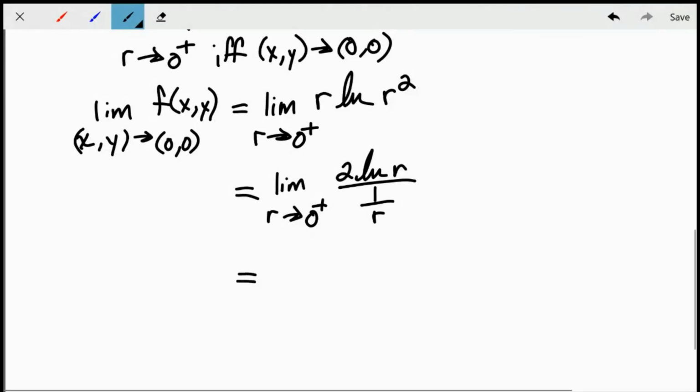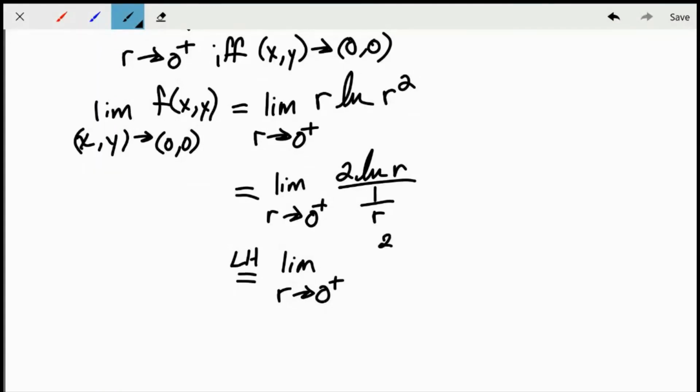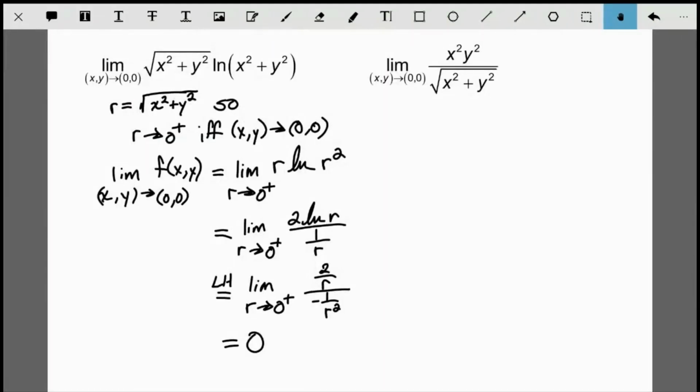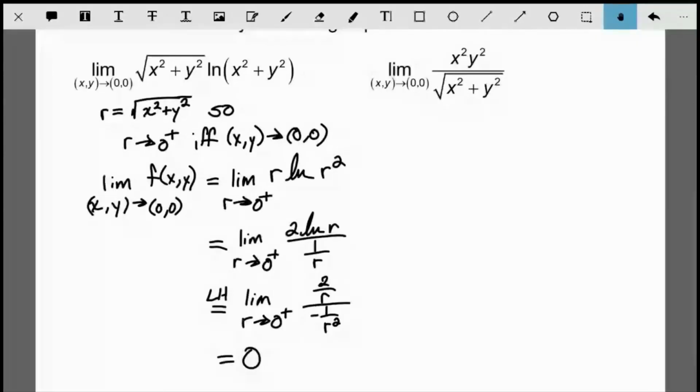So now I can take the derivative. I'm just going to say it's equal to, and I'm going to write LH to indicate that I've used L'Hopital's rule on this step. The limit as r approaches 0 from the right, and I would get 2 over r when I take the derivative of the numerator, negative 1 over r squared when I take the derivative of the denominator. In the end, that would give me negative 2r squared over r, which is going to approach a value of 0. So I got a value of 0, even though initially I didn't really have a way to approach it when I got one of those indeterminate forms. I was able to use polar coordinates to convert it into a form where I could then use L'Hopital's rule.